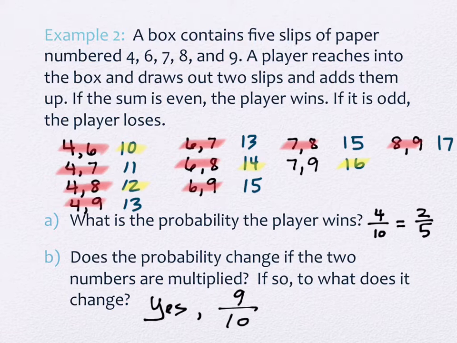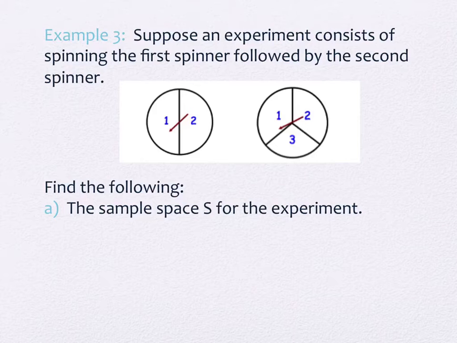The next one is kind of similar in how I'm going to draw it out. It talks about a spinner. We have two spinners, in fact. So our experiment consists of spinning the first spinner, followed by the second spinner. And we're assuming that each of the angles is even. So like on the first one, it's a 50-50 shot. On the second one, it's 1/3, 1/3, 1/3. Does that seem reasonable? Okay.